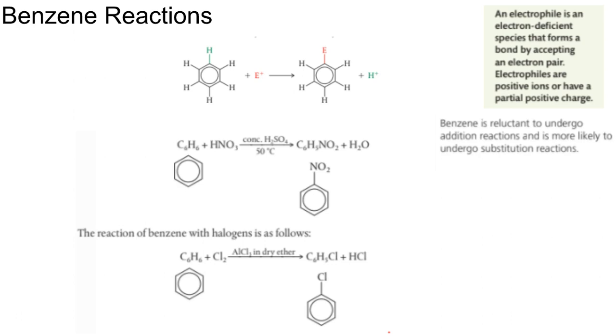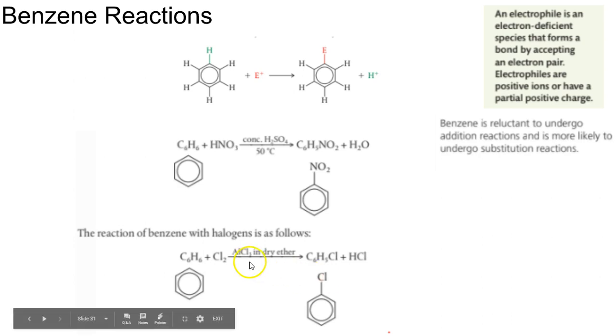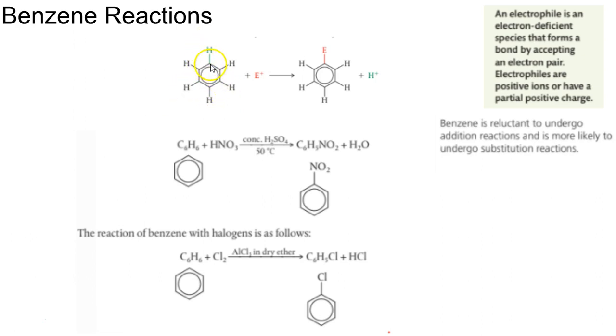Benzene is reluctant to go under an addition reaction. Sorry, it's not addition, it's a substitution reaction. So it's more likely to go through a substitution reaction than an addition reaction. That is because benzene is super stable, and so we cannot add anything into the ring. However, we can substitute the hydrogens outside for other species, but we cannot add anything into the ring. So it's unlikely to go through addition, but it is likely to go through substitution of these H's.